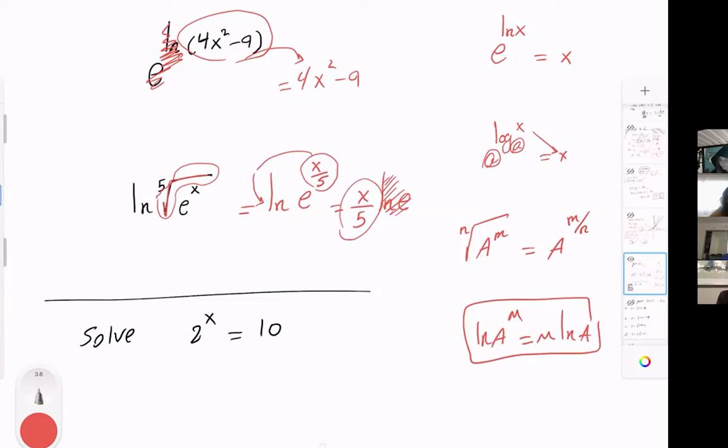For next year, it would be super bad if you don't know what ln of e is, or if you don't know the properties of ln and log. So you need to memorize them.